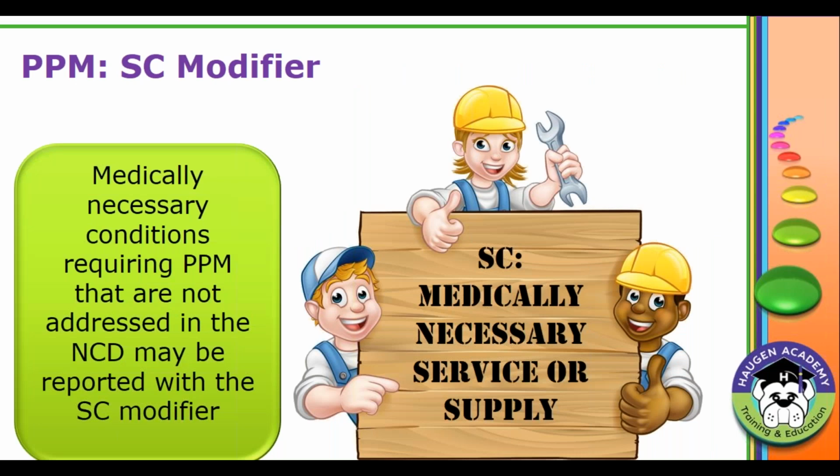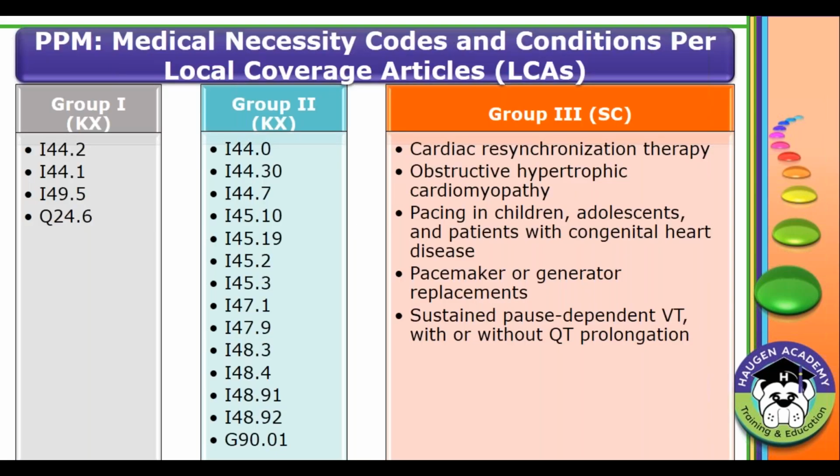Now, every MAC has a local coverage article on this topic, and they all read pretty much the same. In addition to the KX modifier, they recommend the use of the SC modifier for medically necessary conditions requiring a pacemaker that are not addressed in the NCD. The way that the LCAs have it is they list out a series of codes. They say all of the codes in group 1 get a KX modifier, all of the codes in group 2 get a KX modifier, and all of the conditions and procedures in group 3, which includes cardiac resynchronization therapy, pacemaker or generator replacements, and some of these other conditions, go to an SC modifier.